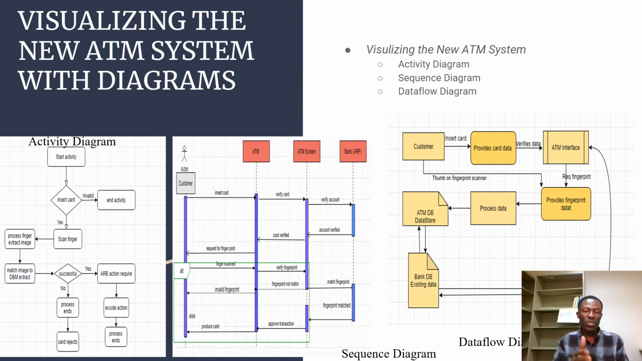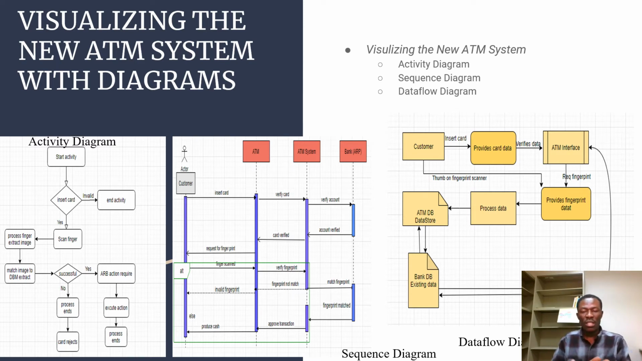So at the middle, we have the sequence diagram. This is what shows how the customer is going to interact with the system and the bank. So the customer is the first line, and then the blue thing you see is the timeline. So the customer comes in, starts the processes, and you see all the arrows that are heading towards the right are the actions that are going into the system and then into the bank. So from the customer, inserts card is verified, and then verify account to see if customer is actually a member or a customer of the bank.